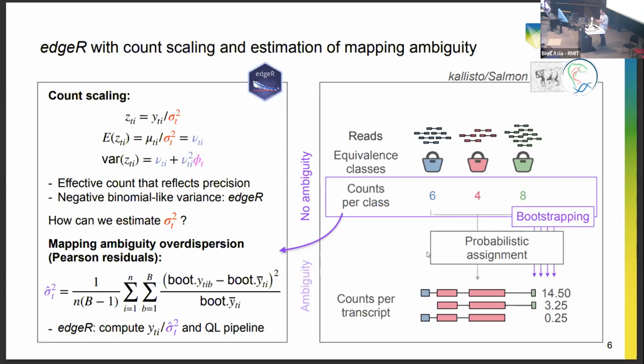So in edgeR, we estimate that mapping ambiguity, and the only thing you need to do now is to scale down your counts by the ambiguity associated to those transcripts. And you can perform your downstream analysis as usual, for example, with the quasi-likelihood pipeline.